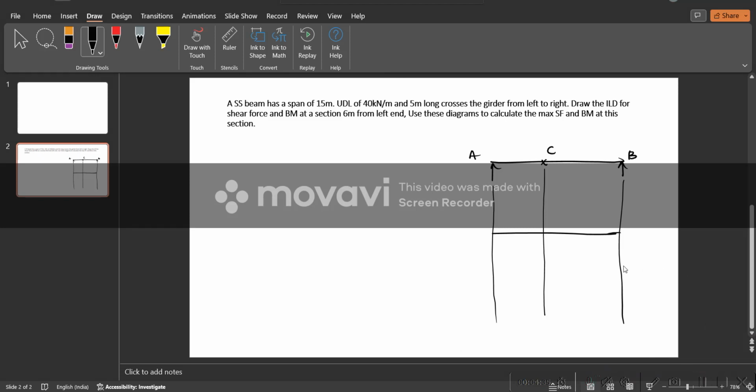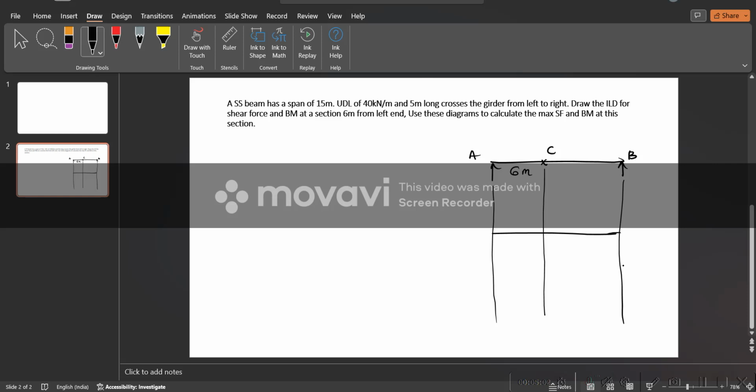As you can see here, a simply supported beam has a span of 15 meters, and a UDL of 40 kilonewton per meter and 5 meters long crosses the girder from left to right. You have to draw the ILD for shear force and bending moment at a section 6 meters from the left end. So this is 6 meters. And using these diagrams, you have to calculate the maximum shear force and bending moment at this section.